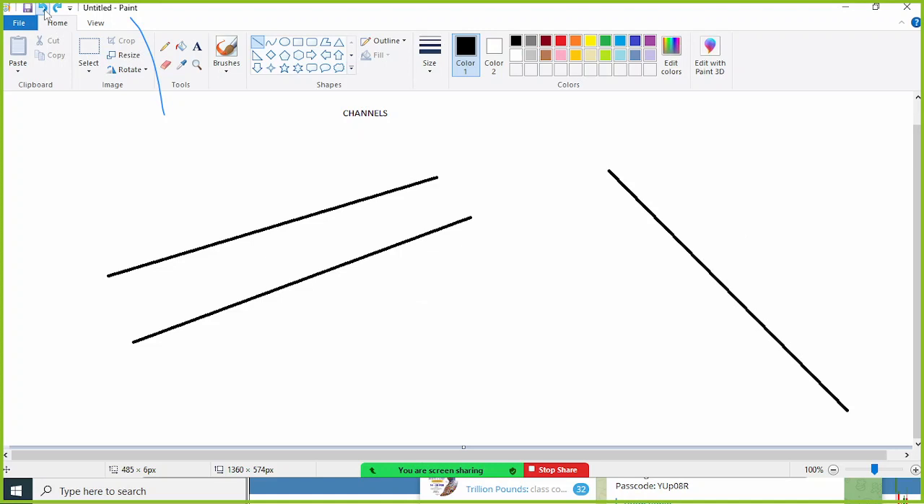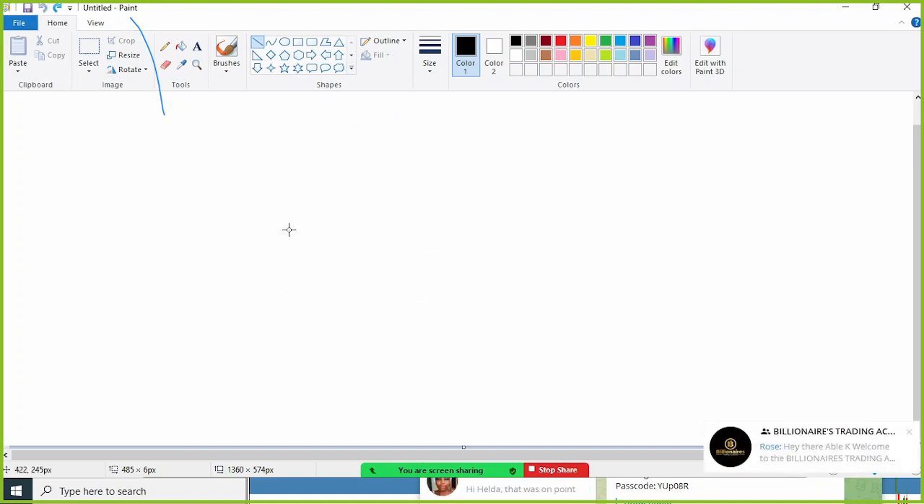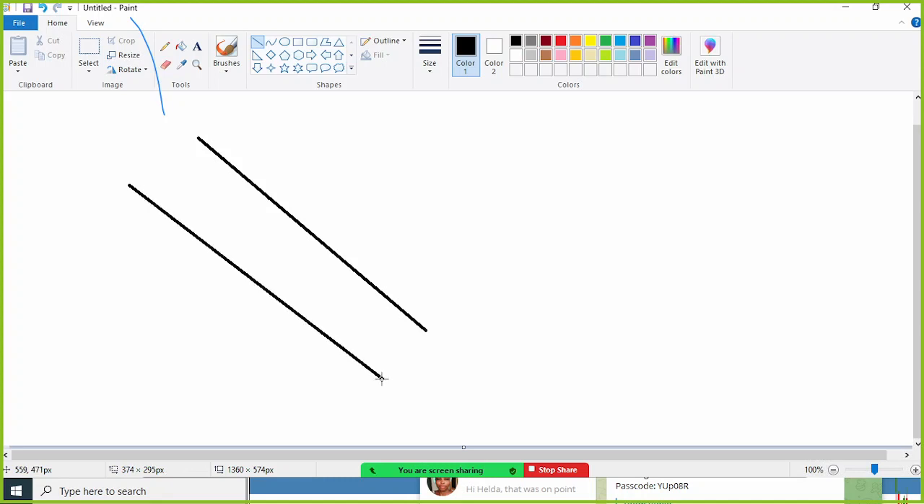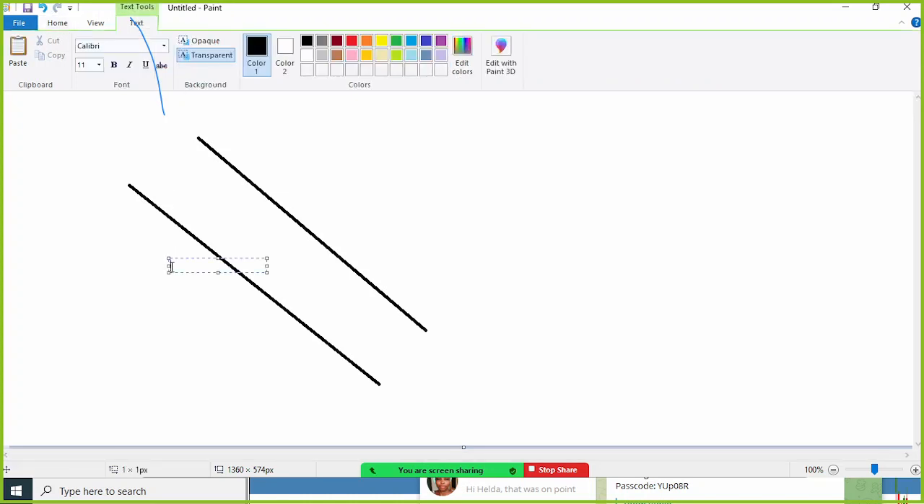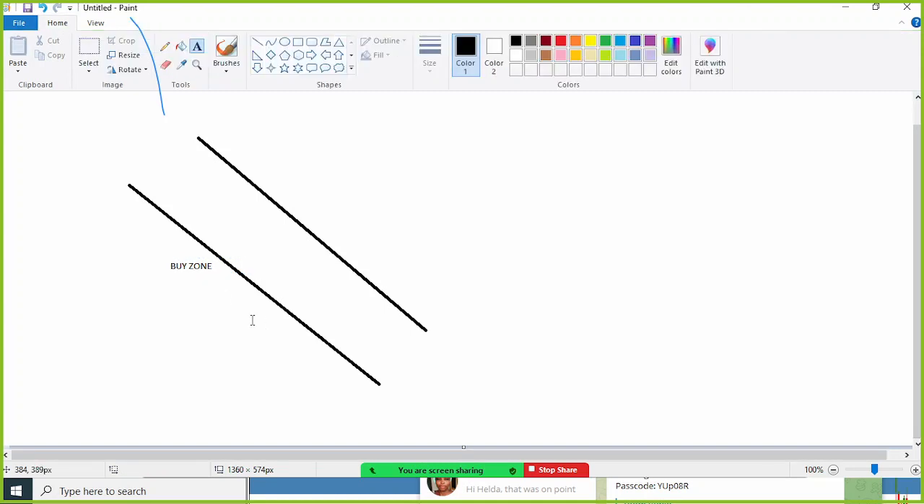So let me clear the screen again and then let's consider this as a channel. So one, they should be parallel to each other, and then mostly they are very close to each other. And when you have them like this, we are made to understand that the bottom is considered as a buy zone. The bottom is considered as a buy zone, and it's also our support.